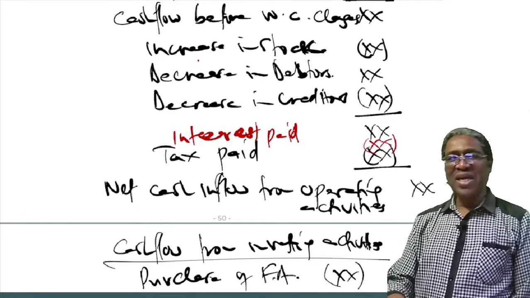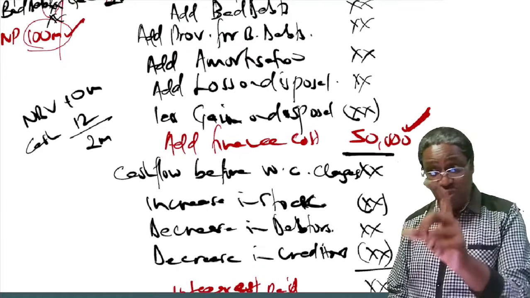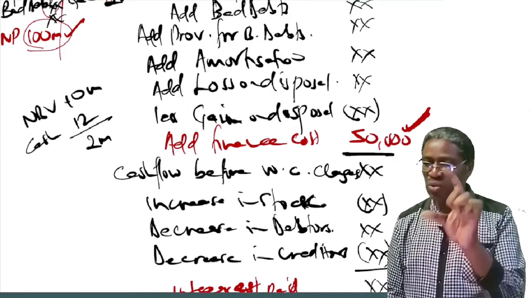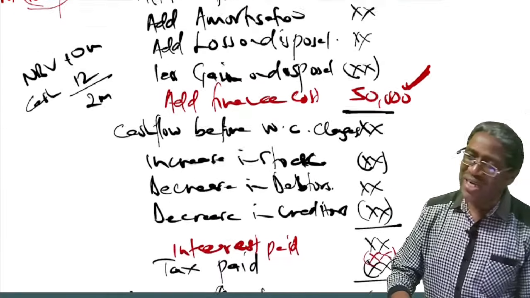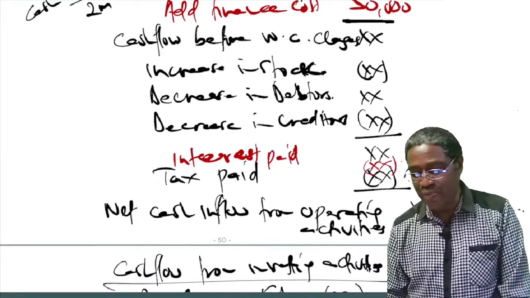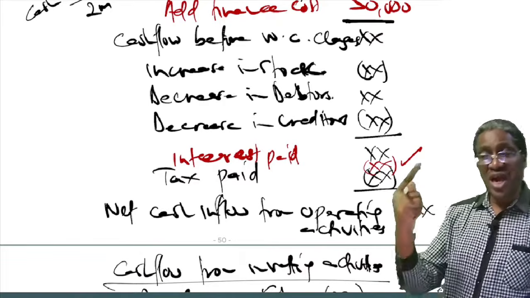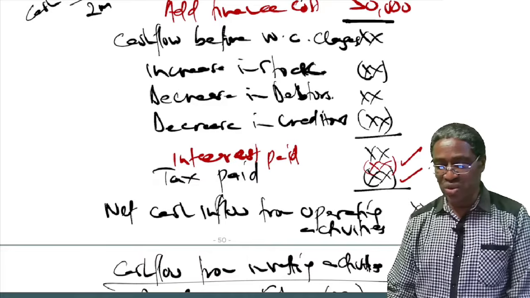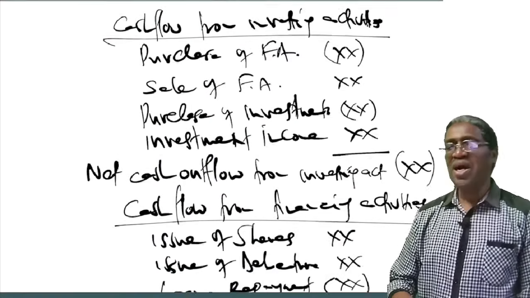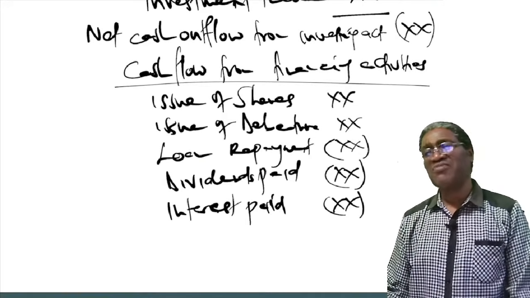Listen, and I'm not talking of the interest charge, the finance cost of the 50. No, I'm talking of the interest paid. Whatever you paid, you are allowed by the accounting standard to take it as either part of the operating, meaning you take it together with the tax paid, or you can take it purely as a financing activity. Most books consider it as financing.